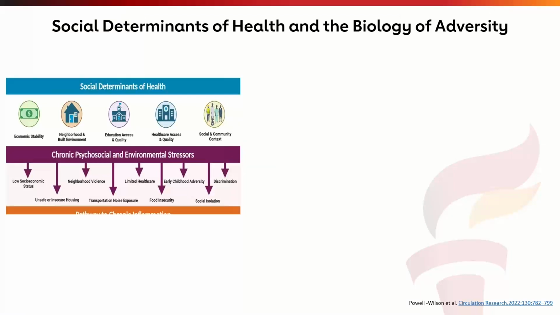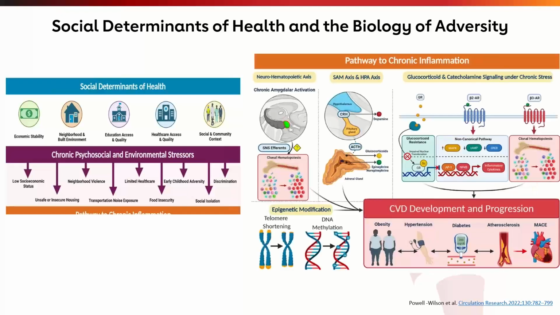So as we look at the social determinants of life, and I mentioned earlier, there is a biology to adversity. I'm not going to go into detail about this, but it's important that we realize that the sympathetic nervous system and the adrenal medullary axis that creates modification of the telomeres and DNA methylation can result in progressive development and progression of cardiovascular disease.